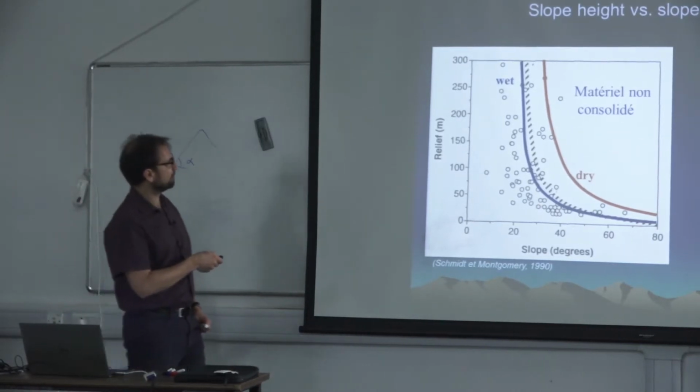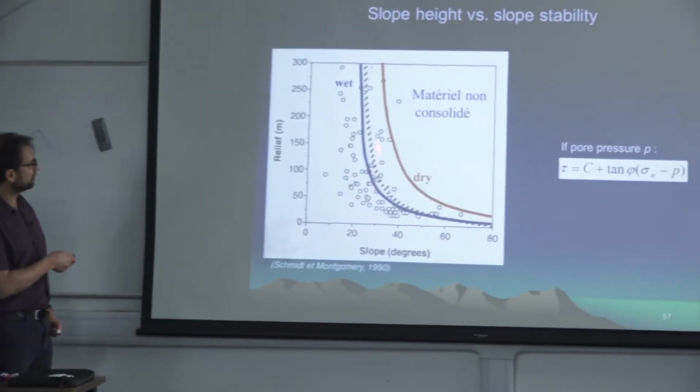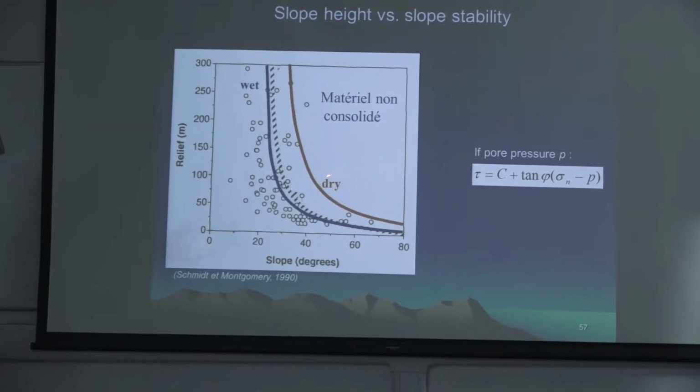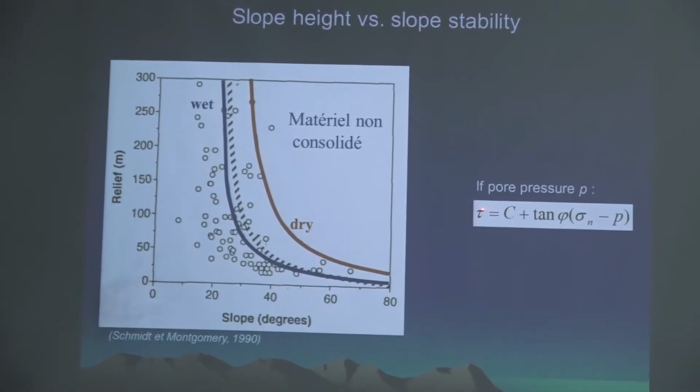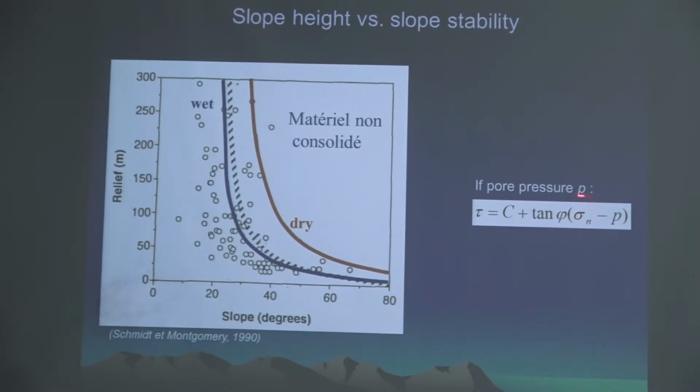There are two factors that can also govern the slope of the hill slope. First, the pore pressure, because in the Mohr-Coulomb equation, if you replace the stress normal to the fracture by the stress minus the pore pressure, so what we call the effective stress, then in that case, if we reduce this term, the shear stress of the friction is lowered.